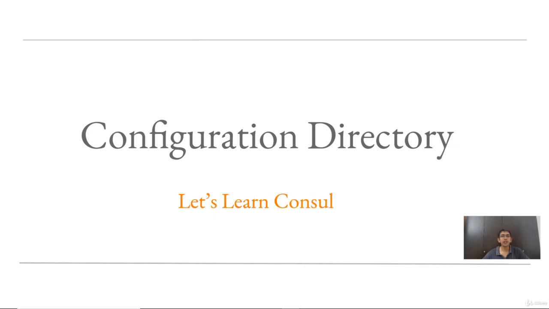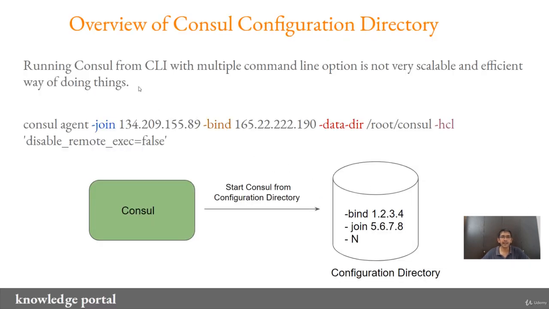Now in today's video we'll be discussing the configuration directory in Consul. As of now we have been running Consul with multiple command line options like join, bind, datadir, HCL and so on. Although this seems good as a starting point, in the longer term it is not very scalable and efficient. Let's say you are making use of 15 options for production environments, then you cannot always specify 15 options in the command line all the time.